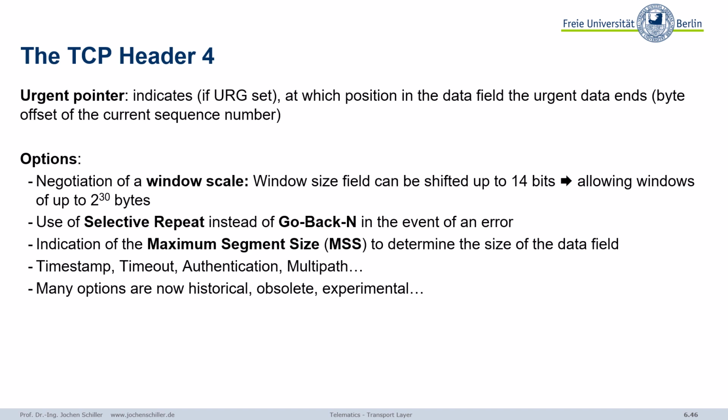So options, we can have a window scale option. That means we can scale the window, not only counting bytes, but then multiples. So we scale it. We can use different retransmission schemes, selective repeat, go back N, as I will explain. We can indicate maximum segment sizes, timestamp, timeout, authentication, and so on and so on. So I will come back to those options as well.